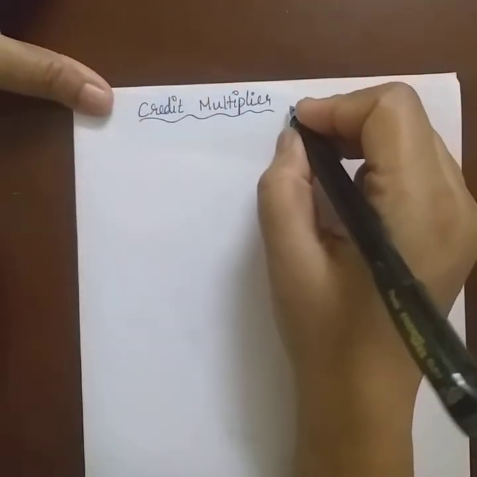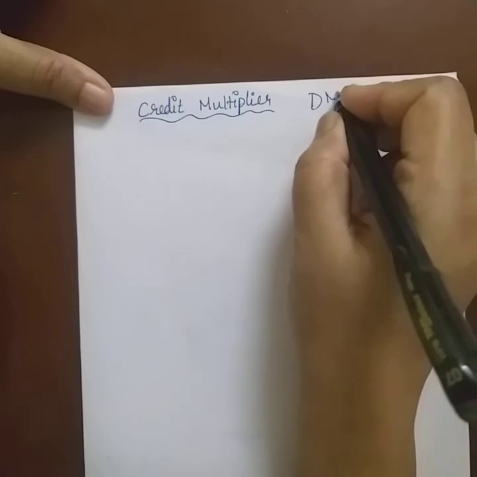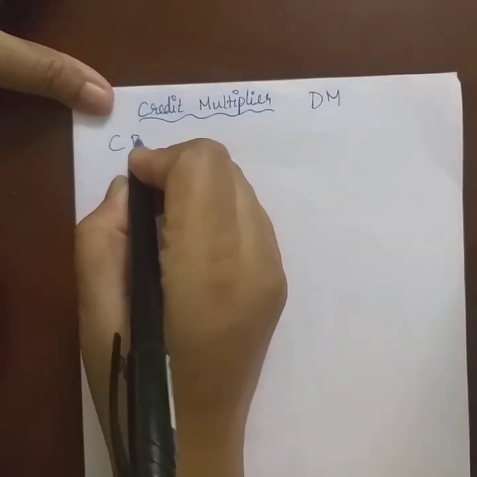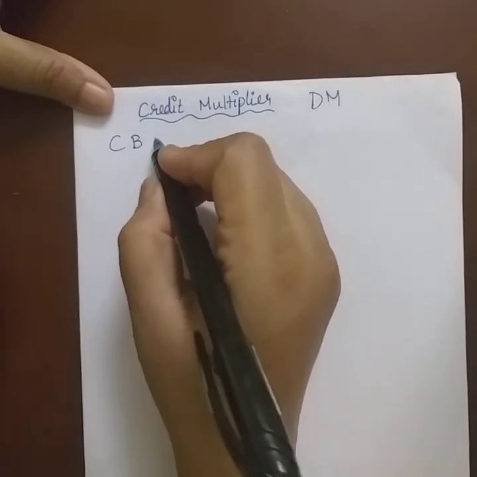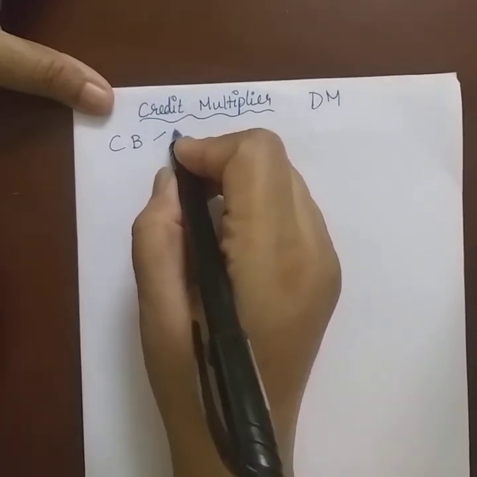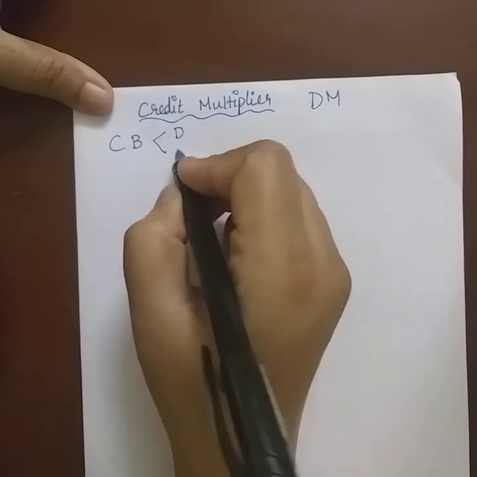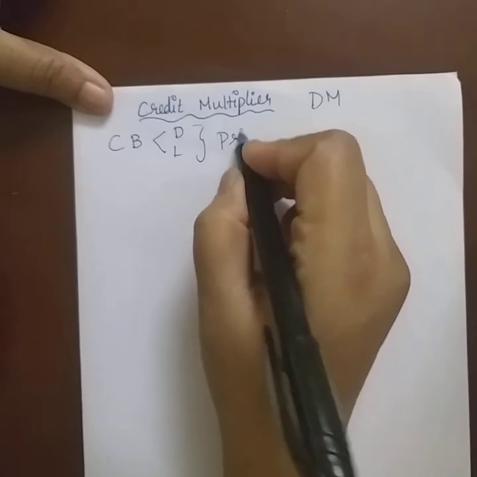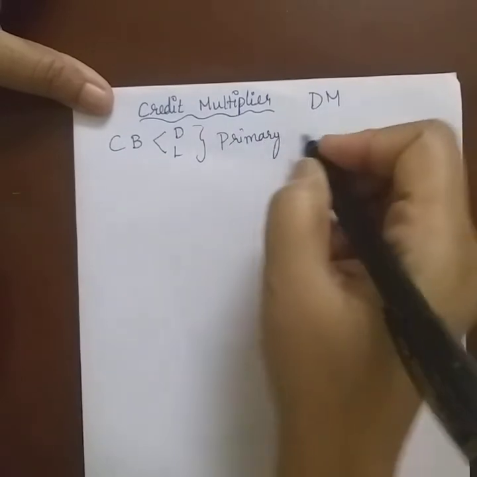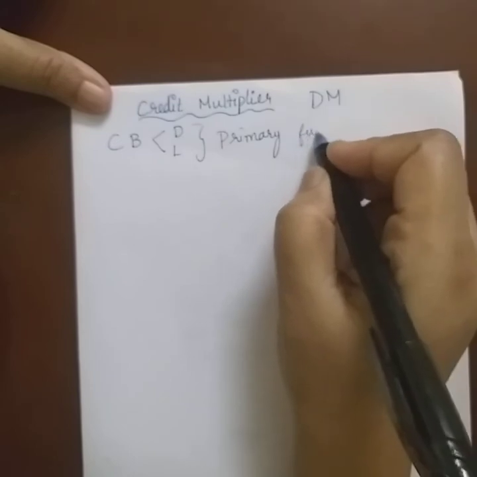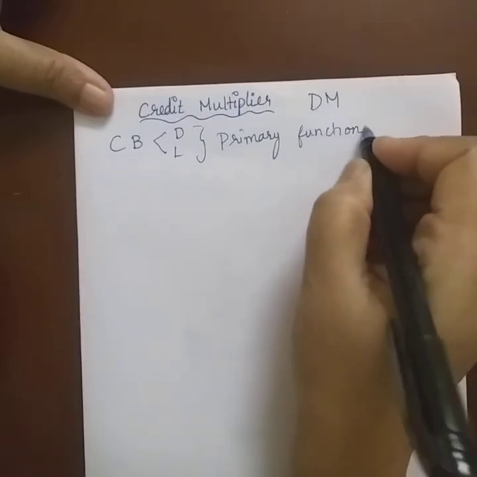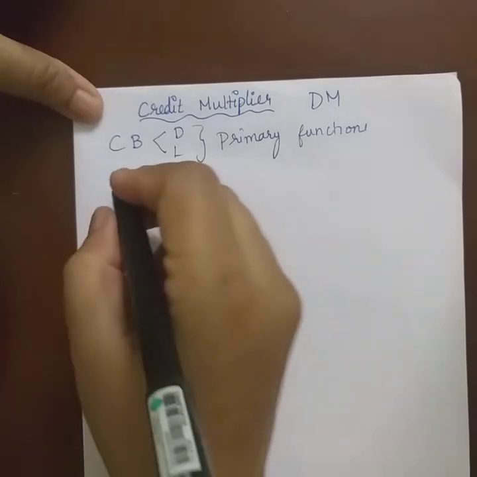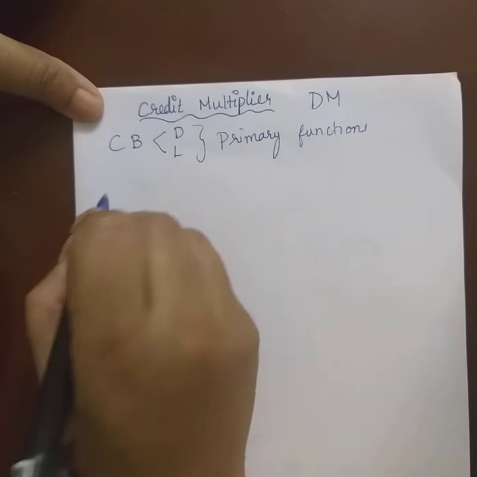The credit multiplier is also called a deposit multiplier. Now, who creates credit? It is the commercial bank which creates credit. We all know that the commercial bank accepts deposits and it also lends. So these two are the primary functions of commercial banks. Now, out of the deposit, how credit is created is what the credit multiplier concept is all about.